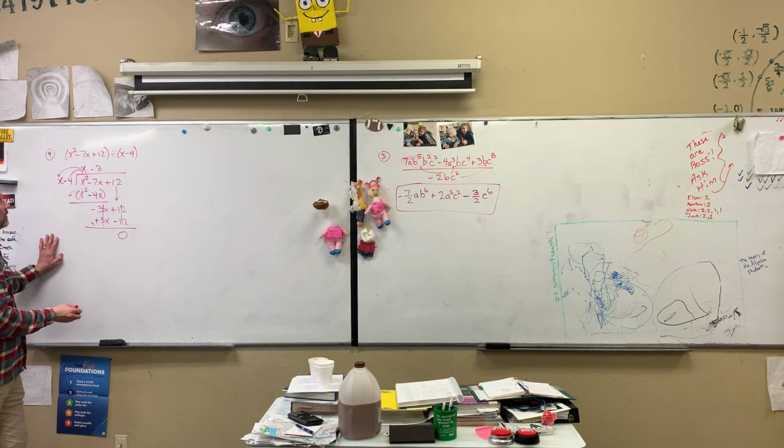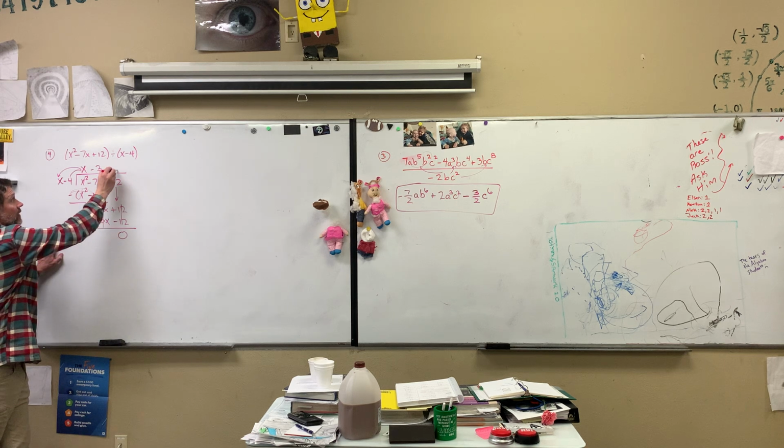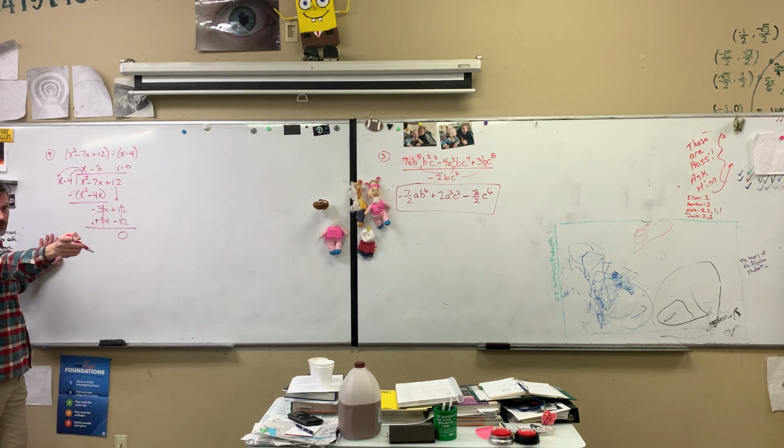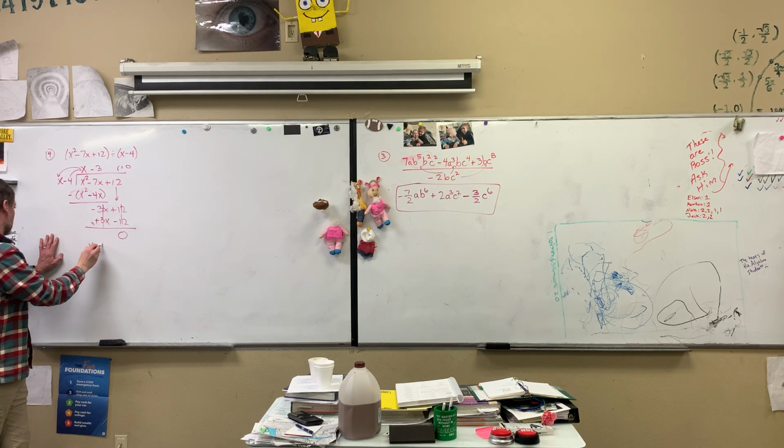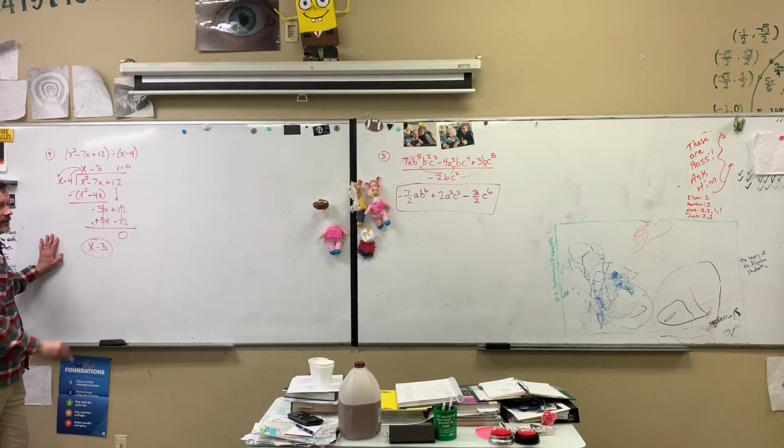So what's your remainder? Well, your remainder is 0, right? So what is your answer? What's your quotient? X minus 3. That was actually surprisingly easy. It's not too bad. You just have to follow the pattern.